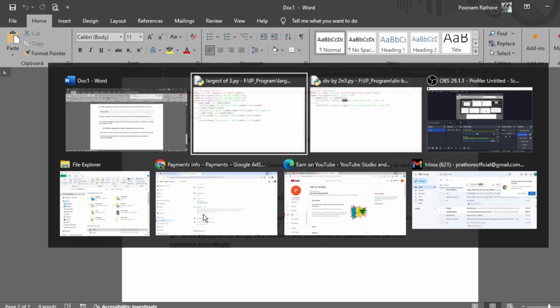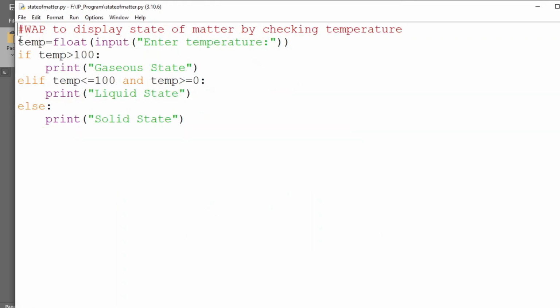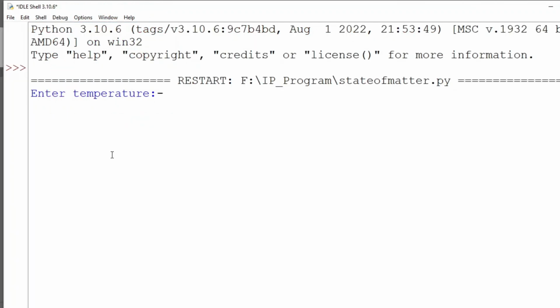Okay, so I have done this question only. Definitely you have to get the temperature. It could be in decimals, so float. If temperature is greater than 100, then it is gaseous state. If it is between 100 and 0, including 100, right? So that's why the equal to sign. 100 and 0, including 100 and 0, then it is liquid state, otherwise it's a solid state. So let's run this.